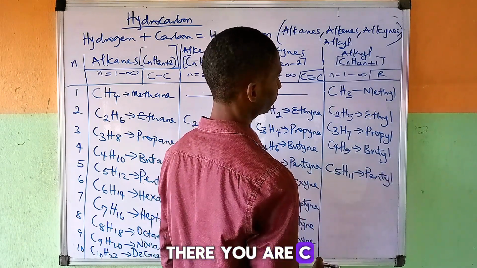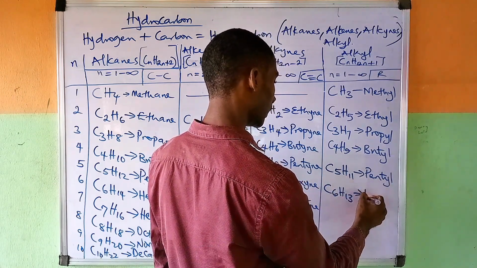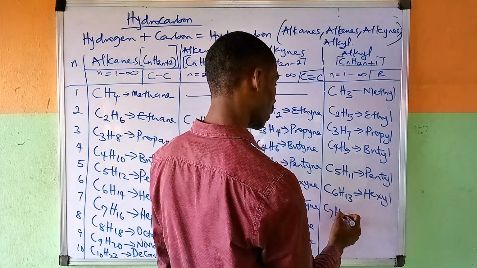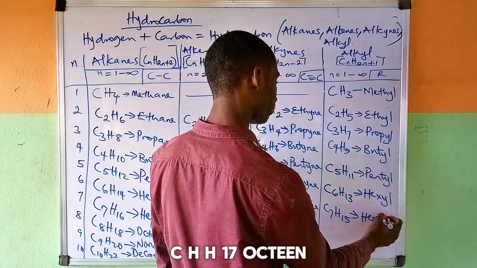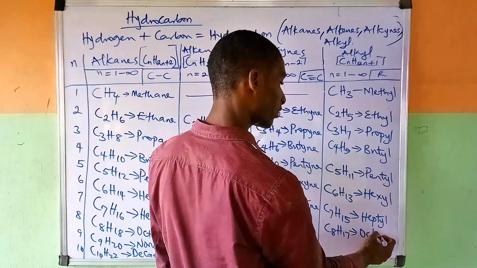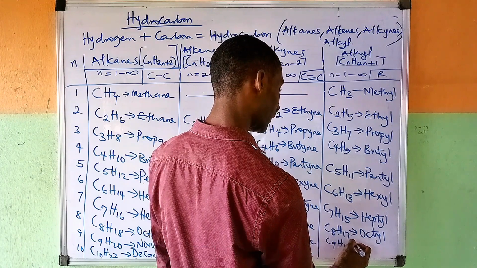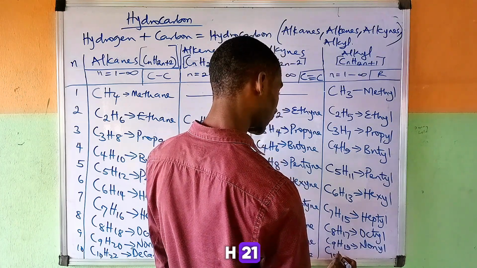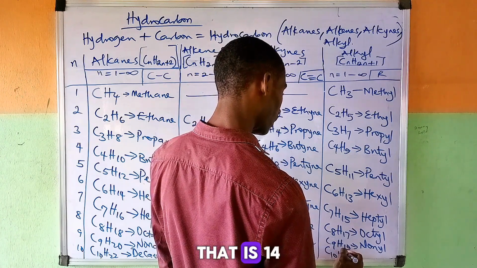There you have C6H13, that is hexyl. C7H15, heptyl. C8H17, octyl. C9H19, nonyl. And C10H21, that is decyl.